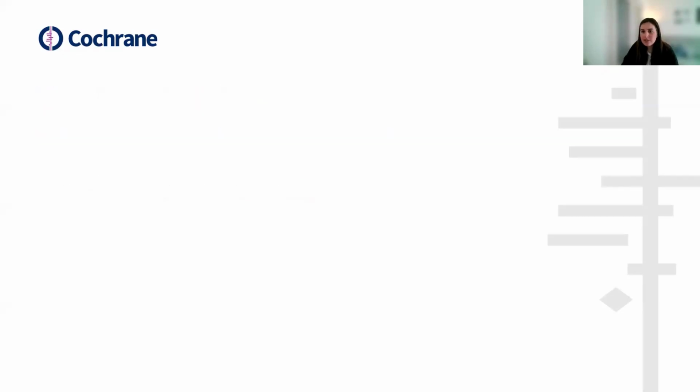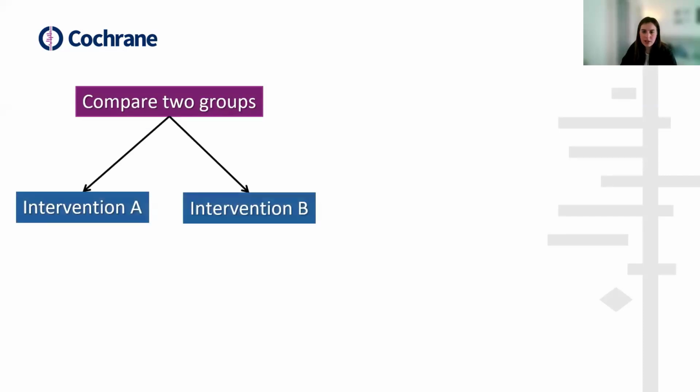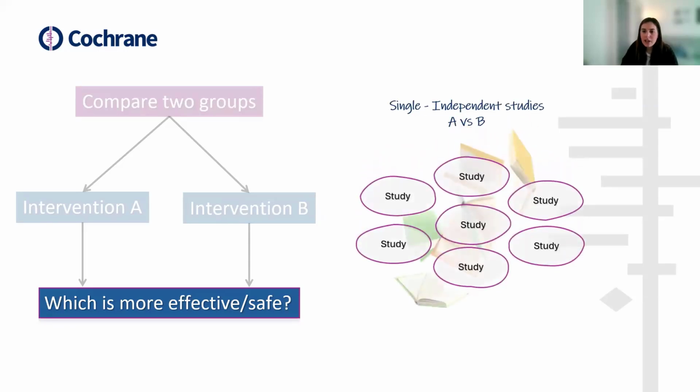So let's start, and let's assume that we want to compare two groups of interventions, for example, for a certain outcome that is weight loss. So we want to compare intervention A and B, and we are interested in finding which of the two interventions is more effective or more safe for the outcome we are interested in. So if we search the literature, we will find a lot of single independent studies comparing these two interventions.